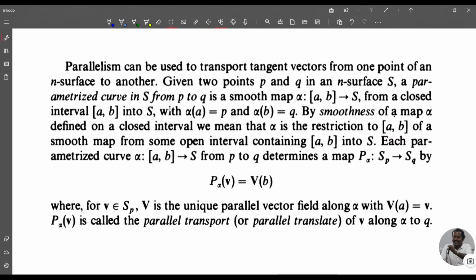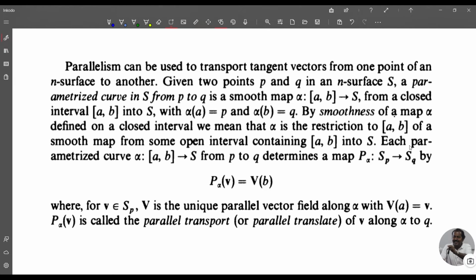Now parallelism can be used to transport tangent vectors from one point to another on an n surface. Given 2 points P and Q in an n surface S, a parameterized curve in S from P to Q is a smooth map alpha from [a, b], a closed interval, into S with alpha of a equal to P and alpha of b equal to Q. By smoothness of a map alpha defined on the closed interval, we mean that alpha is the restriction to [a, b] of a smooth map from some open interval containing [a, b] to S.